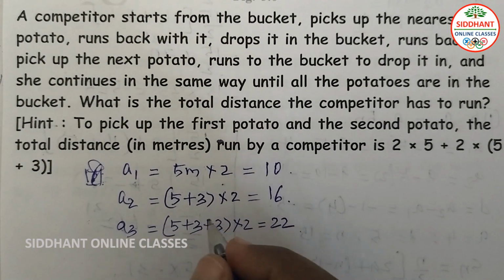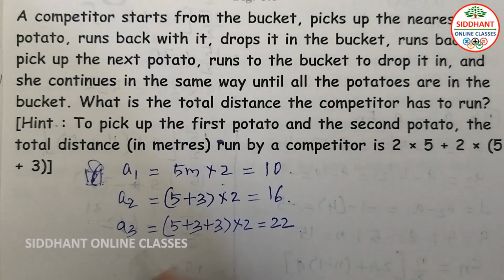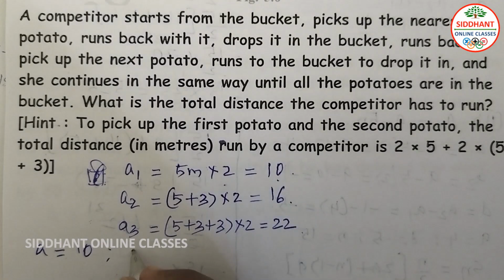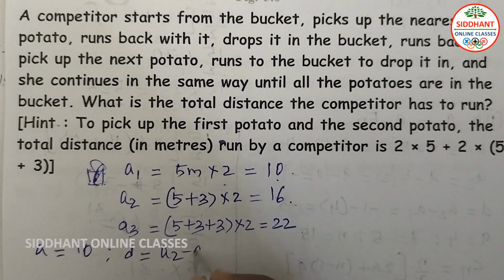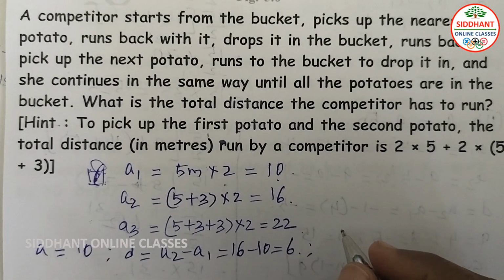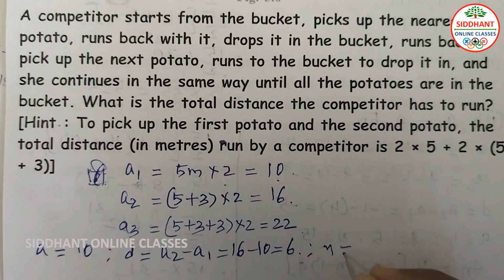So the information given is a, which is 10 here, and d we are going to find out, that is A2 minus A1, that equal to 16 minus 10, that equal to 6 here. And we got the information about n here. Total 10 potatoes are dropped in the bucket, that is n is 10 here. Now we are going to find out the total distance, which means the sum, that is Sn.